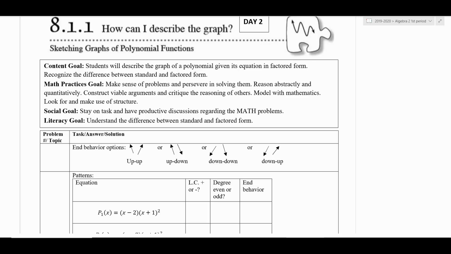Our goal for today is to talk about how we can describe a graph even further just by looking at the equation of a polynomial, whether it's in standard or factored form. So we're going to talk about how to do that, and specifically the characteristic of the graph that we're going to talk about today is something called end behavior. So we'll be talking about that extensively here.